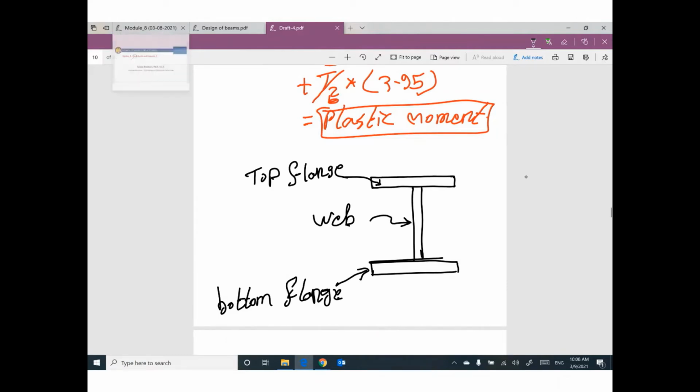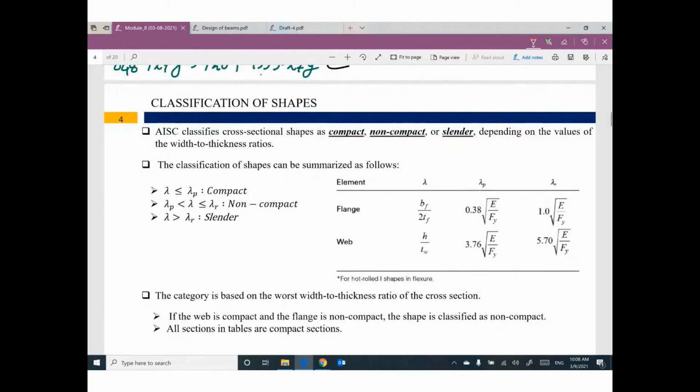We have three categories for this cross section. Sometimes this cross section can be compact. We like it. We like our cross section to be compact. Sometimes it's non-compact. Sometimes it's slender.